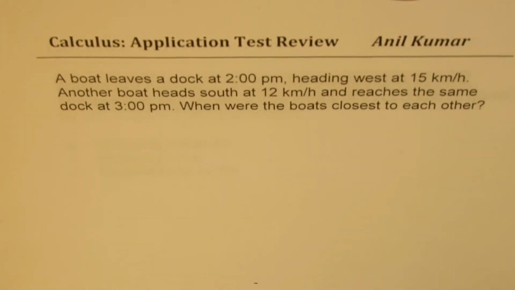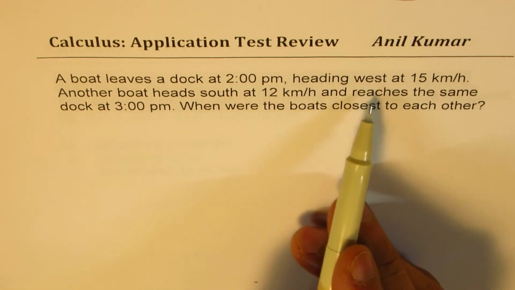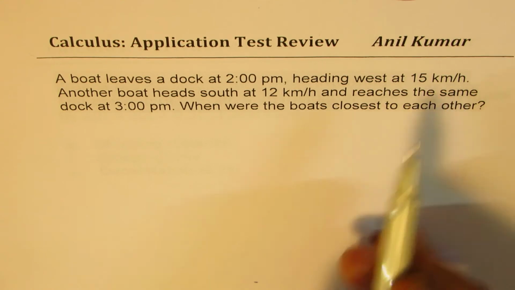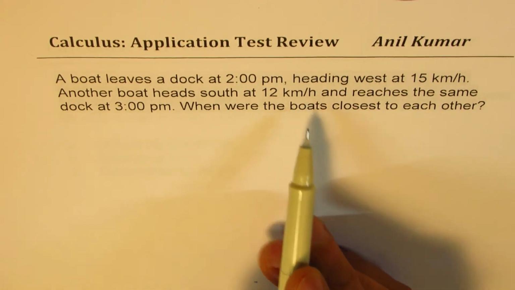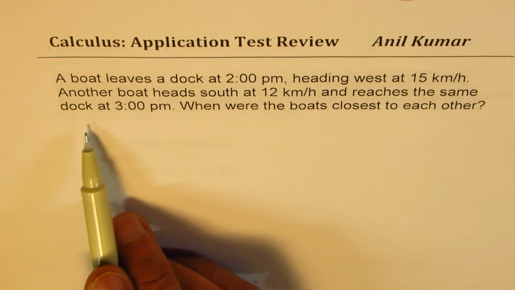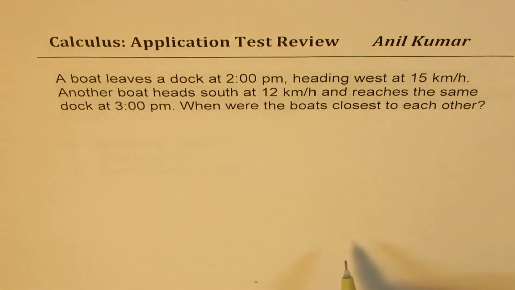Now here is another question where we'll see the minimum distance between two boats. The question here is, a boat leaves a dock at 2 p.m. heading west at 15 kilometers per hour. Another boat heads south at 12 kilometers per hour and reaches the same dock at 3 p.m. When were the boats closest to each other?